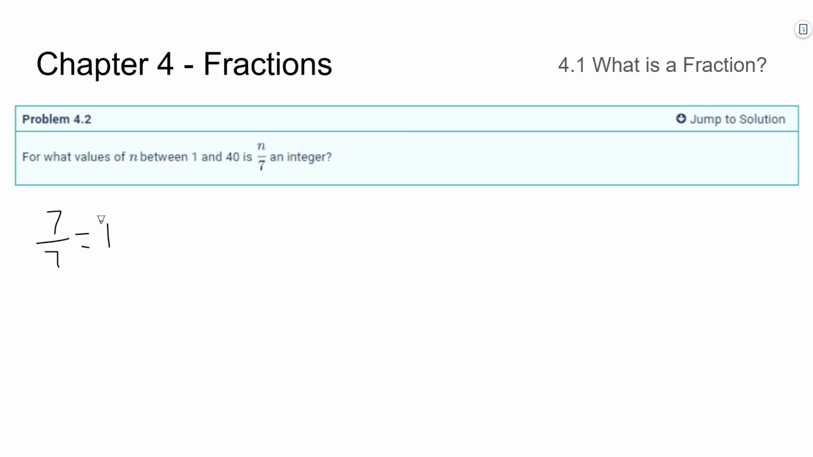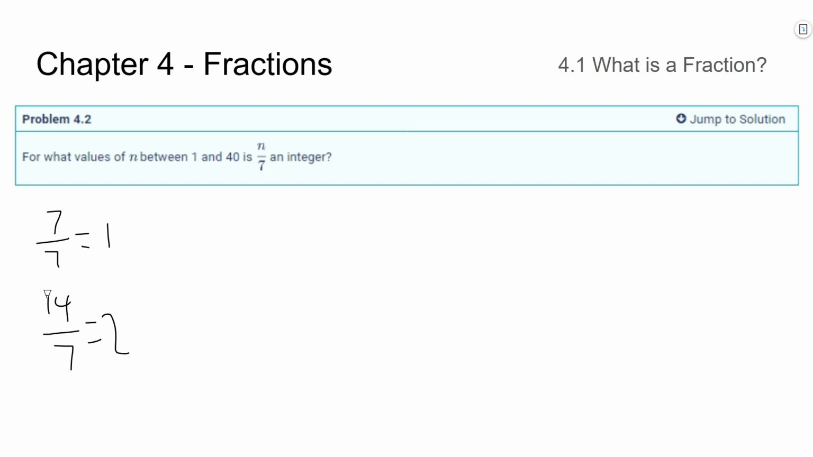And what's the next integer going to be? Well, the next integer after 1 is going to be 2. And so how would you make 2? Well, that would be 14 over 7, because you always have to have over 7. This is n over 7. So 14 over 7 would be 2.